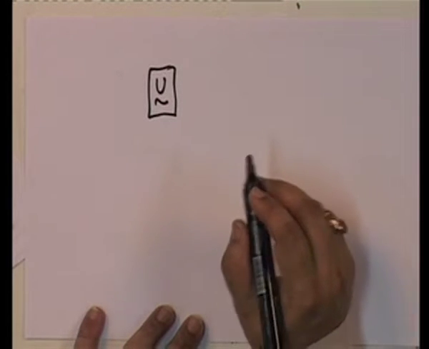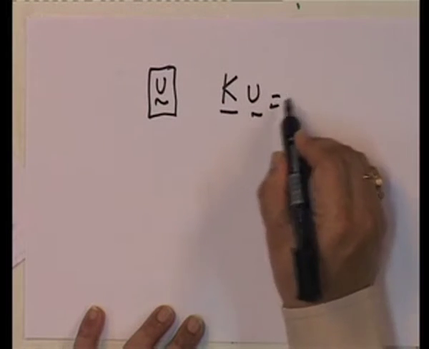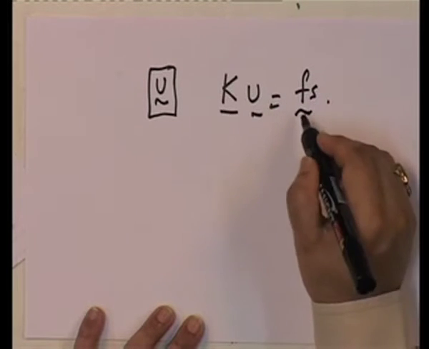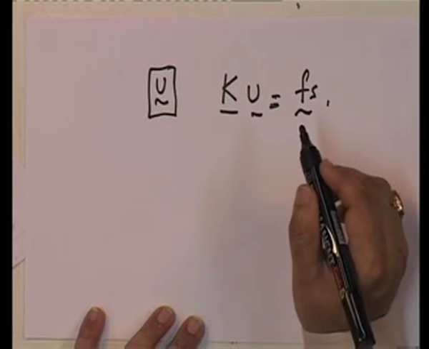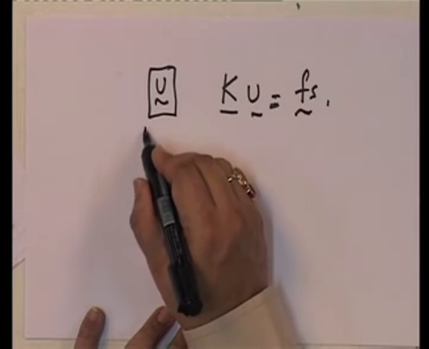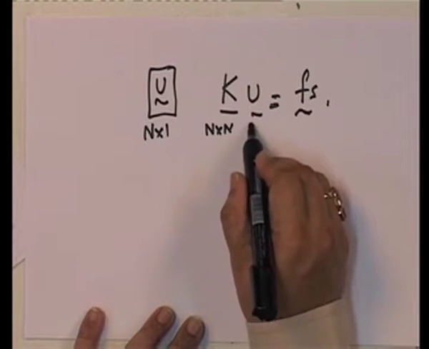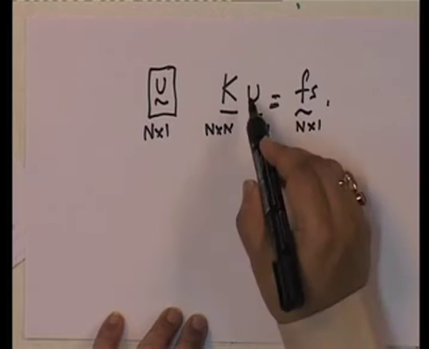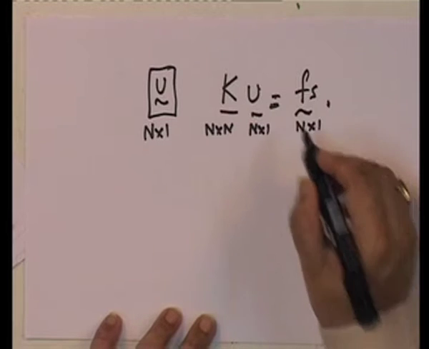Now, what is k into v? K into v is, by definition, the elastic force vector. So, let us look at this. This is n by 1, this is an n by n, this is an n by 1, and this is obviously an n by 1. This is the displacement, and this is the elastic force vector corresponding to those displacements.